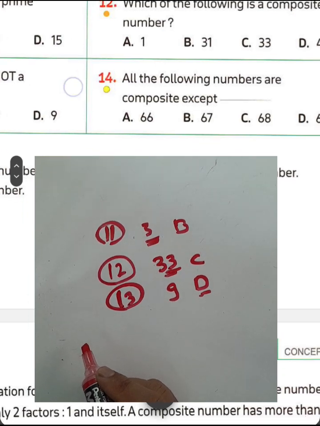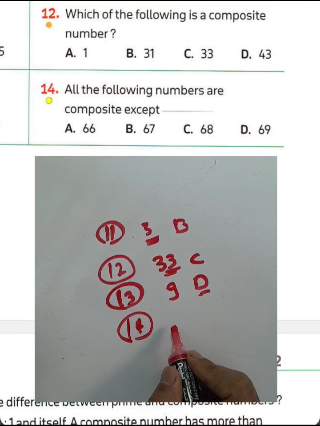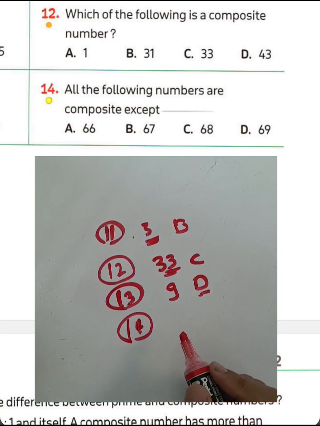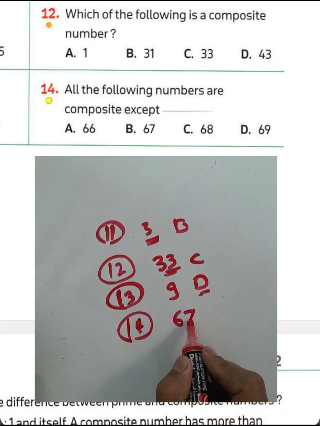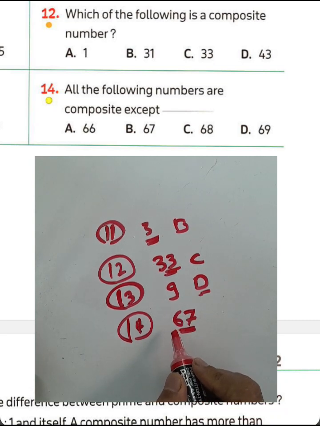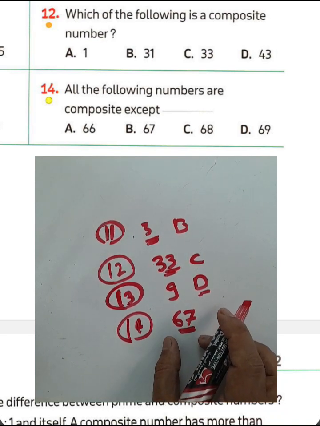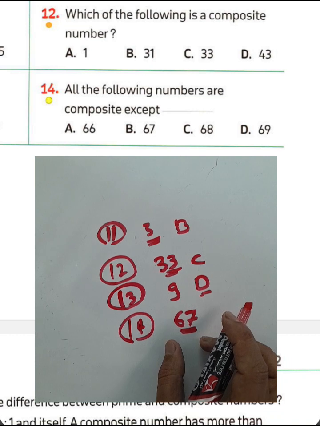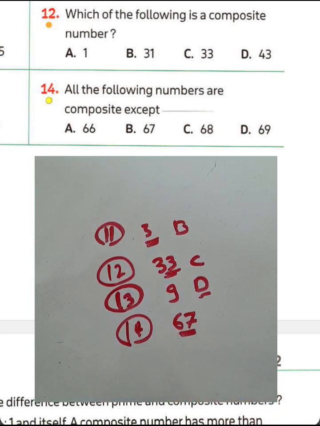Question 14. All the following numbers are composite except what? Which number here do we call prime? It will be 67. 67 is not composite here, we call it a prime number. 67 can be divided by itself and one only, it has only two factors.